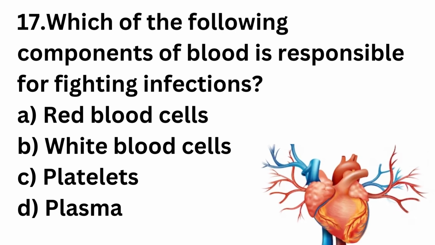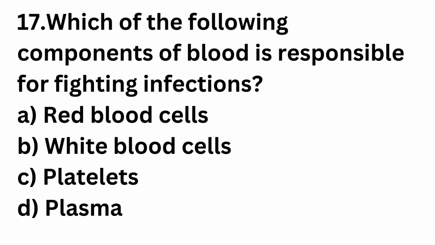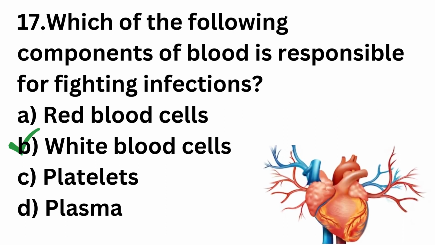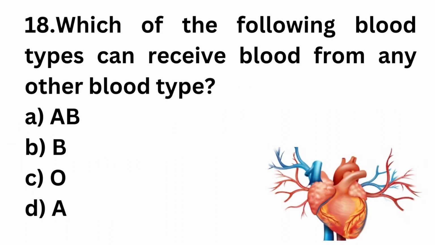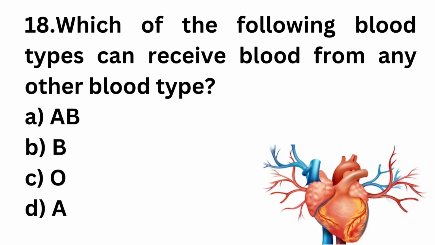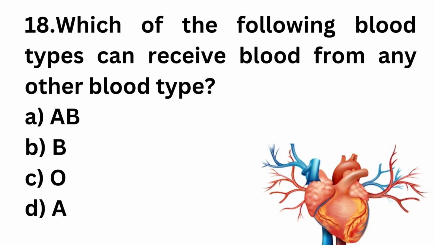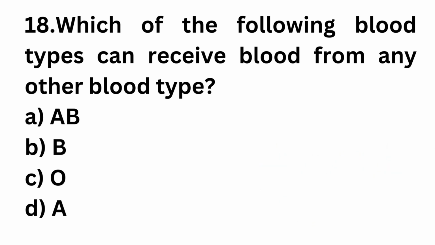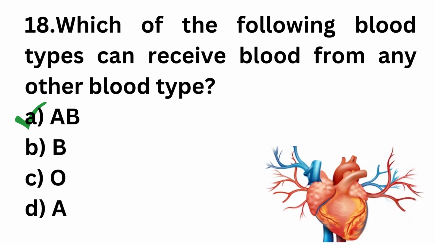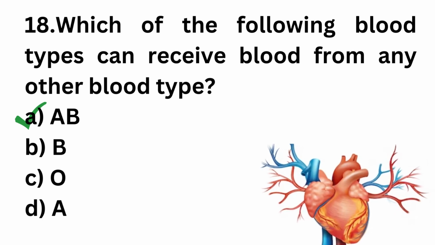Next is, which of the following components of blood is responsible for fighting infection? This is an easy question. Red blood cells, white blood cells, platelets, or plasma? Answer is white blood cells. Which of the following blood types can receive blood from any other blood type, whether it is blood group AB, blood group B, blood group O, or blood group A? Answer is AB, universal receiver.